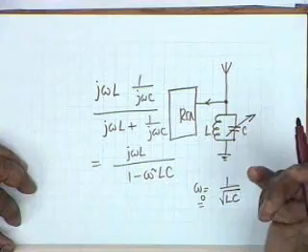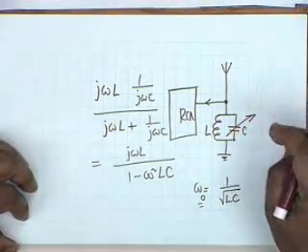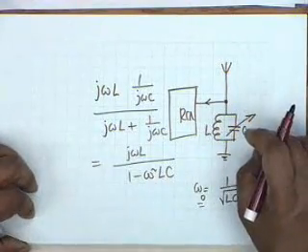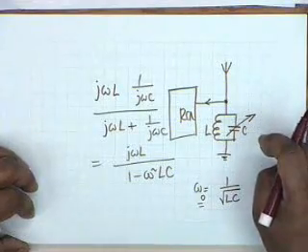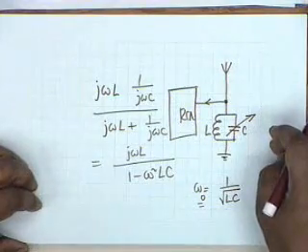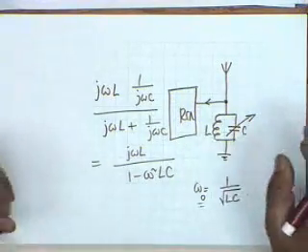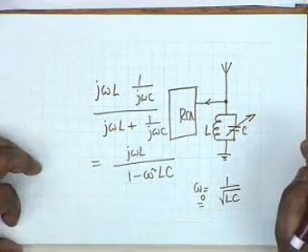Is that clear? So what do these two parameters, L and C, do? They perform a frequency sensitive job. That is, they pick up a certain frequency, and the combination of resistance and inductance, the combination of resistance and capacitance, or the combination of inductance and capacitance, or a combination of these three elements can perform frequency sensitive jobs.